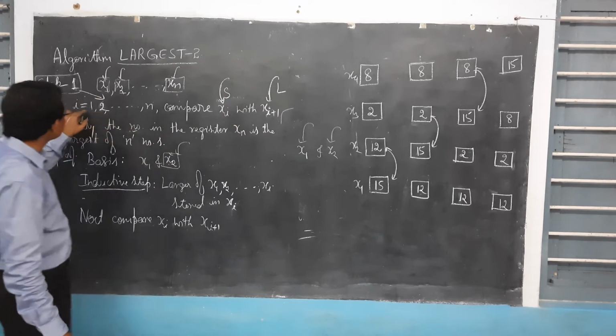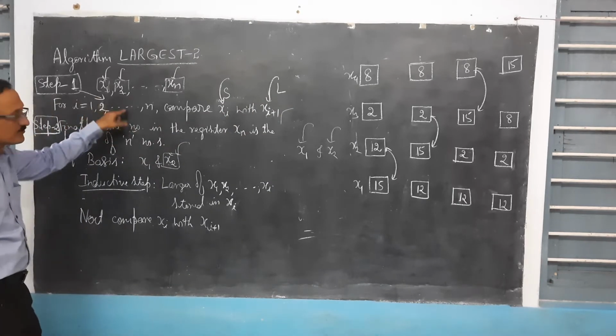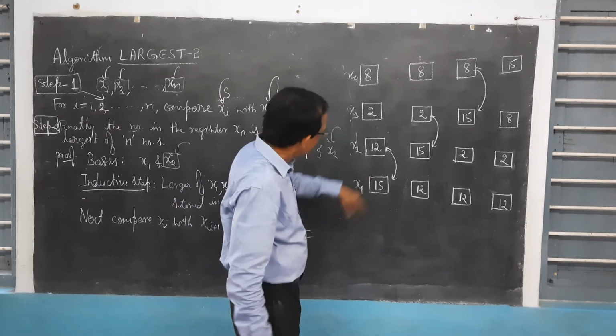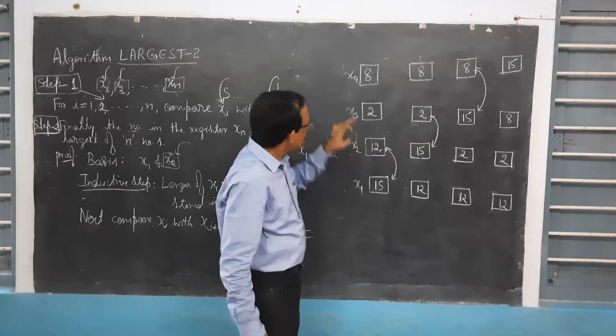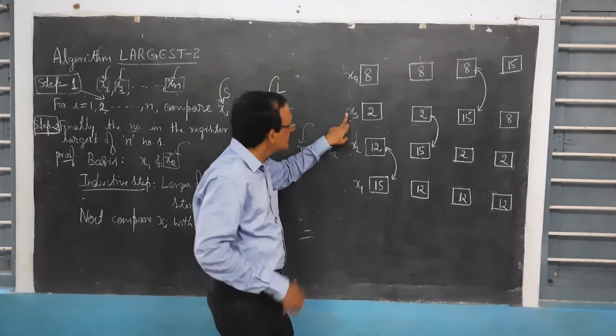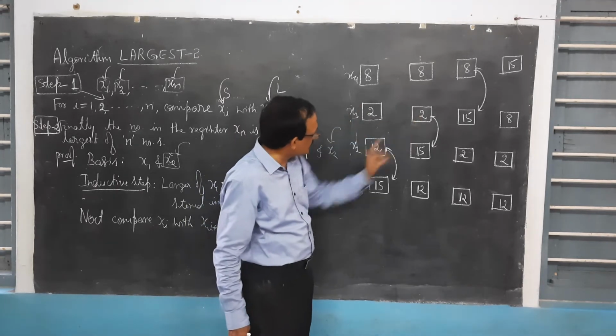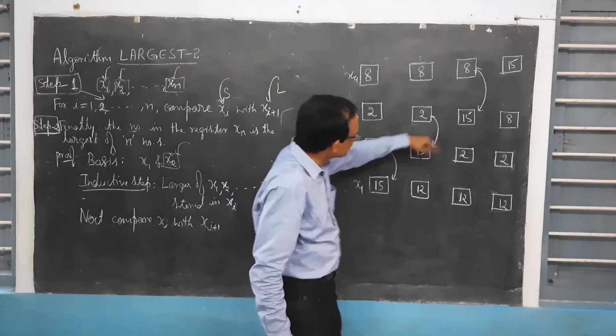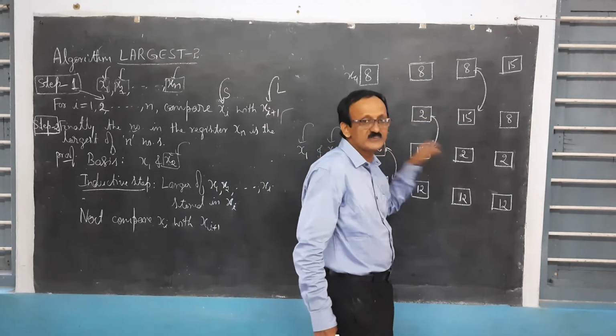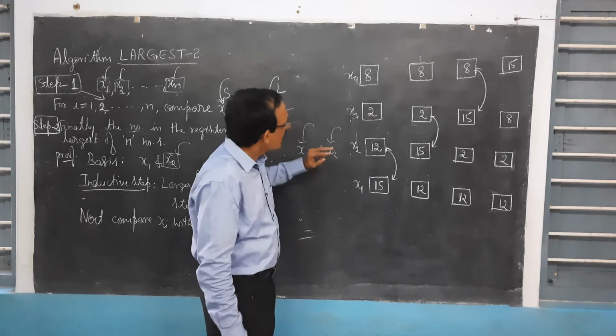Next, i equal to 2, then i equal to 3. Next step, compare these two: 15 and 2, x3 with x2. x3 is the smaller value and x2 is the larger value, so interchange. 15 will shift like that, 2 will shift like that. That's the second step. Then i equal to 4.